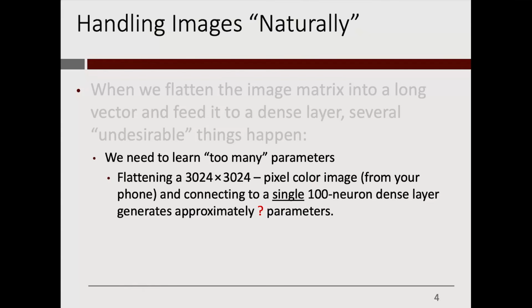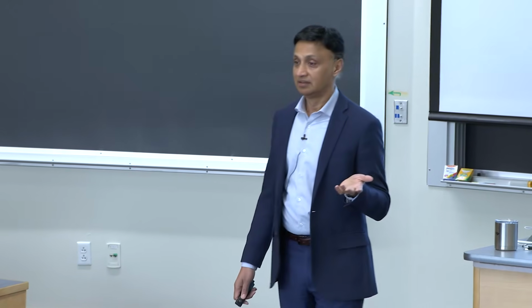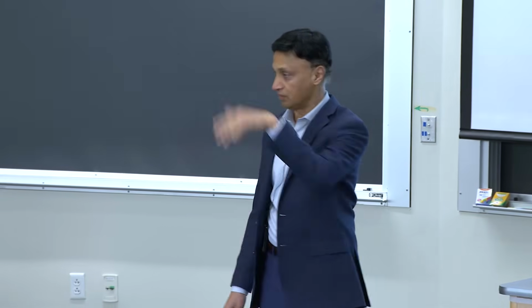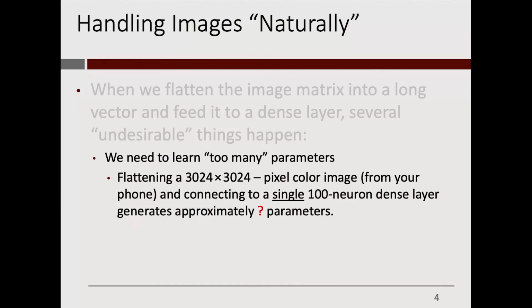And now let's say we connect it to a single 100-neuron dense layer. How many parameters are we going to have just in that one little part of the network? Yes, roughly 2.7 billion, because 27 million times 100, right? Forget about the biases for a moment. It's 2.7 billion parameters. Do you think we can actually get 2.7 billion images to train any of these things so that we don't overfit? Too many parameters.